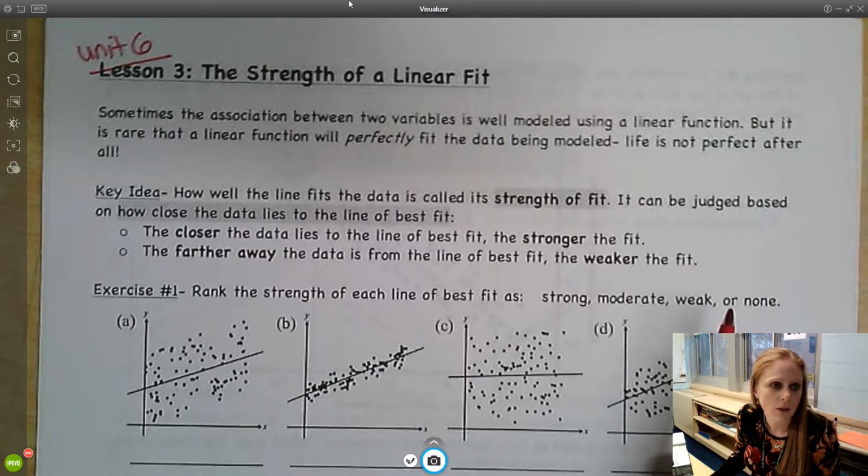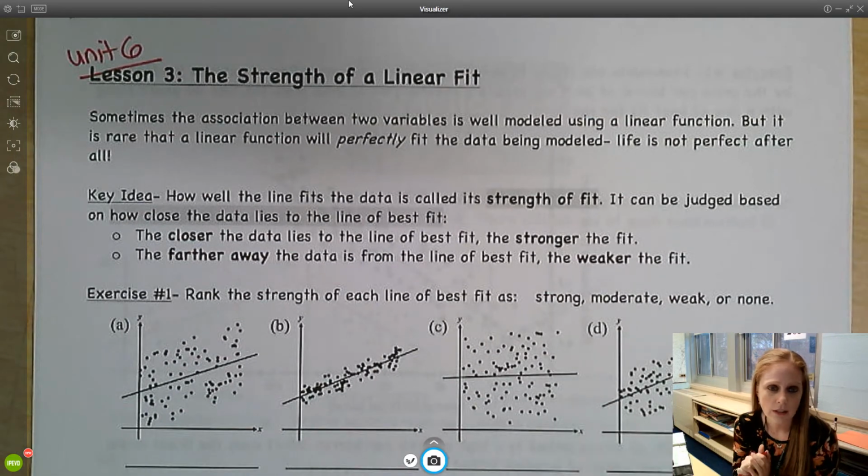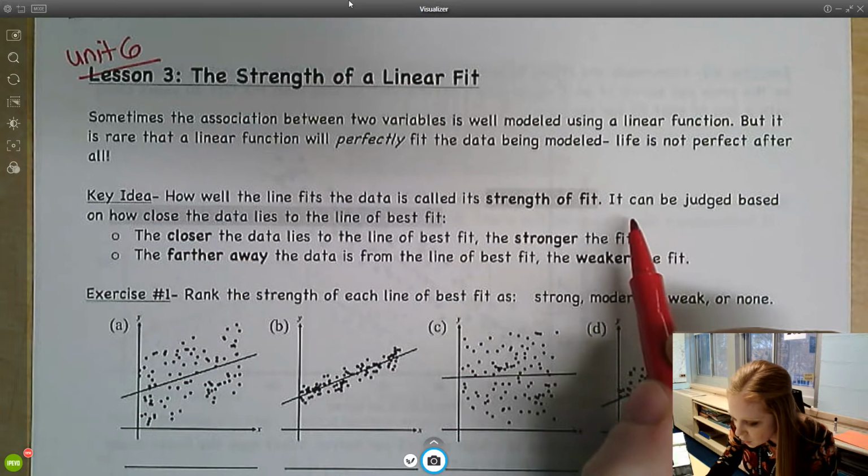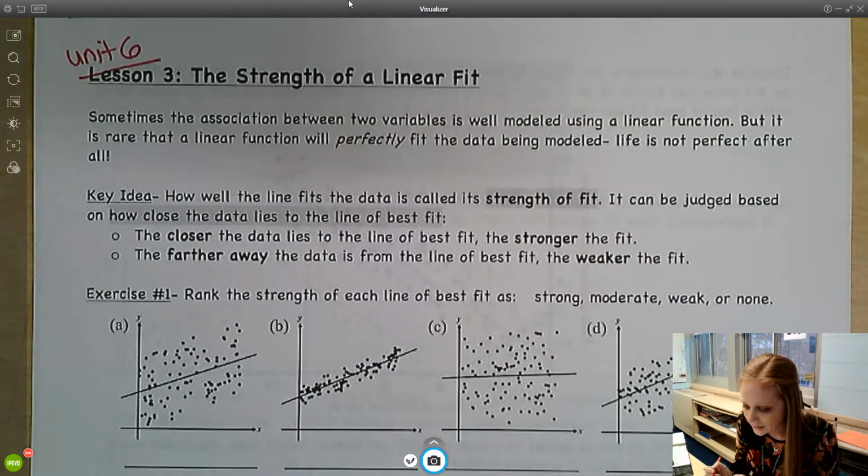All right, this video goes over lesson 3, the strength of a linear fit. Sometimes the association between two variables is well modeled using a linear function, but it is rare that a linear function will perfectly fit the data being modeled. Life is not perfect. So how well the line fits the data is called its strength of fit. It can be judged based on how close the data lies to the line of best fit.